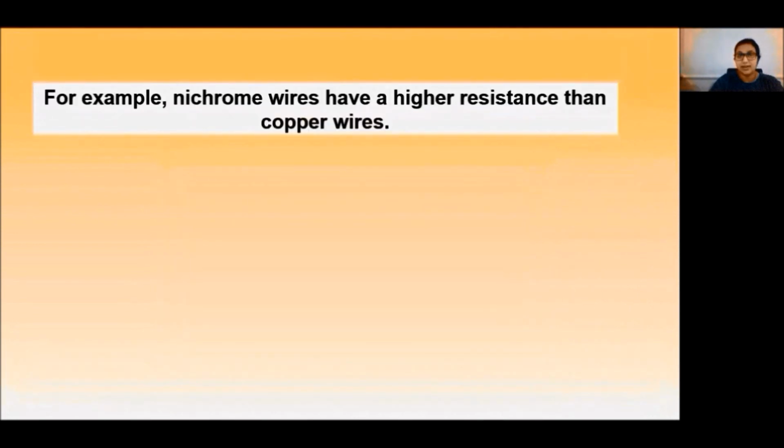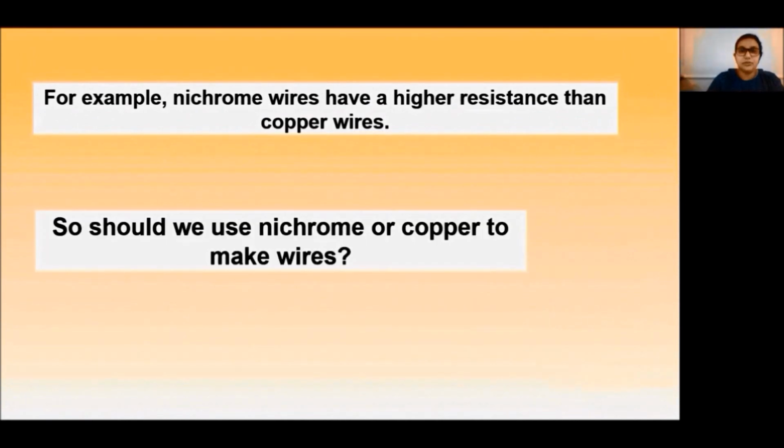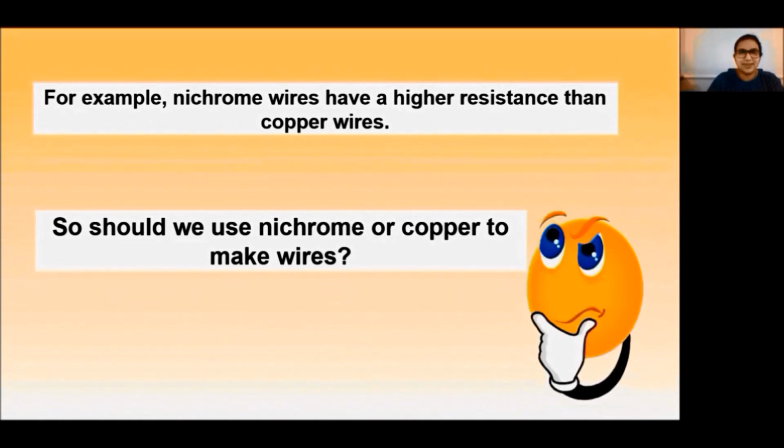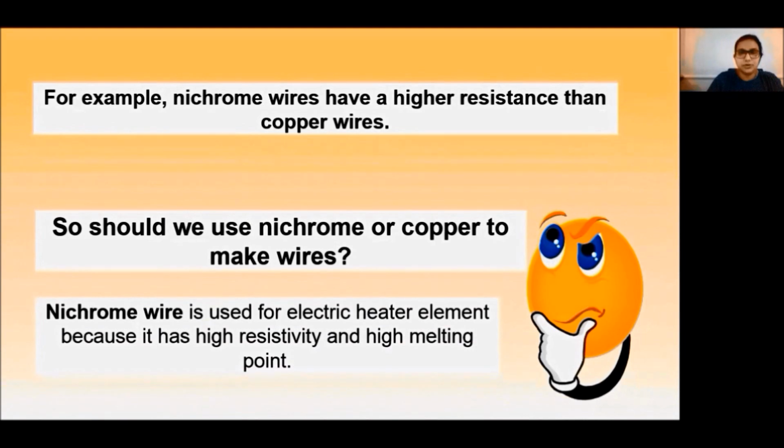For example, nichrome wire has a higher resistance than copper wire. So, should we use nichrome or copper to make wires? What is the answer? The melting point of nichrome wire is greater than copper wire. So the resistance of nichrome wire will be greater than copper wire. Therefore, the electric current that can flow in nichrome wire will be smaller than in copper wire. So nichrome wire is used for electrical heater elements because it has high resistivity and a high melting point.